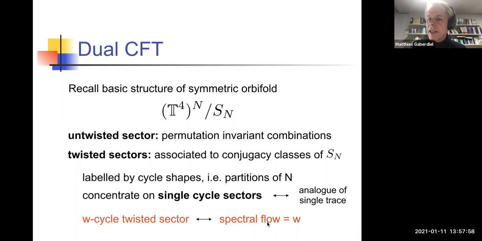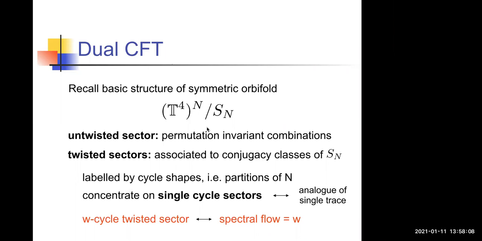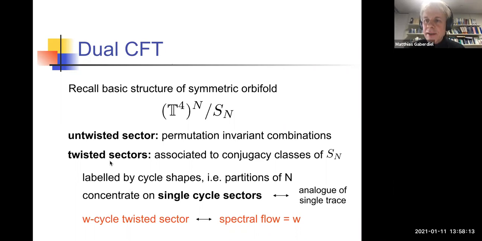And this is in some sense what I want to explain to you, at least sketching how you can calculate these correlation functions. Okay, so let me remind you a little bit about the structure of the spectrum of this symmetric orbifold. As you know, an orbifold has an untwisted sector and twisted sectors. The twisted sectors are associated to the conjugacy classes of the group elements. The conjugacy classes of permutations are labeled by cycle shapes, i.e. partitions of N. And what we are only going to see from the perturbative worldsheet analysis are the single string states, and they should correspond by analogy to the single trace states for super Yang-Mills, should be the single cycle sector states, i.e. the twisted sectors where the twist is by a group element that has one non-trivial cycle of length W, and all the rest are cycles of length one.